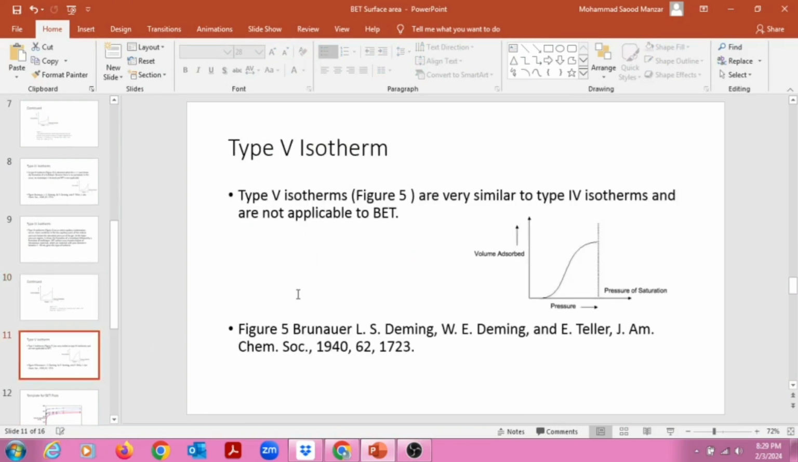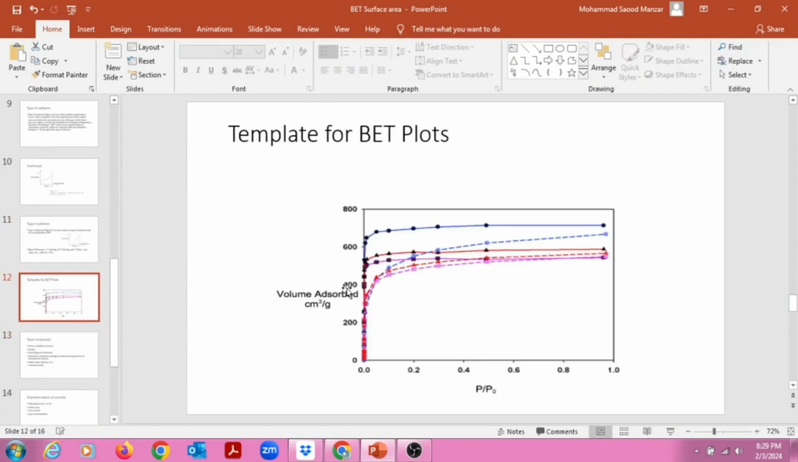Now type 5 is not applicable to BET, and this is the plot. This is the template for the BET plots basically: volume adsorbed versus the partial pressure, and the plot should look like this. After a certain time it should be constant. You can see here.